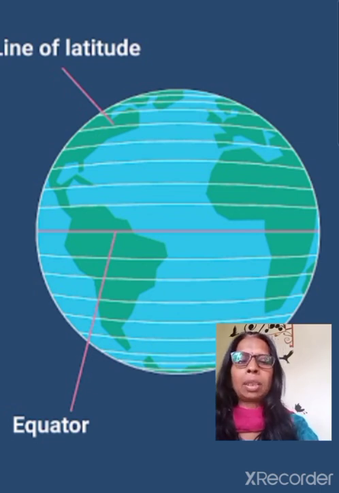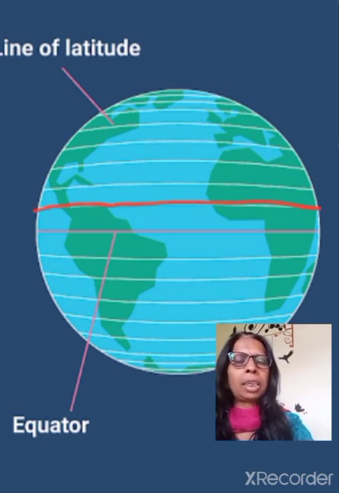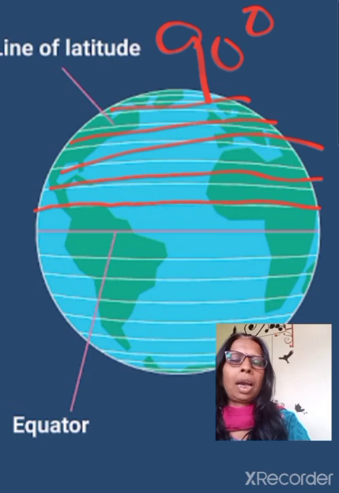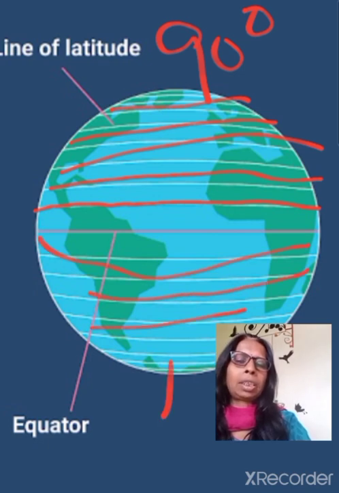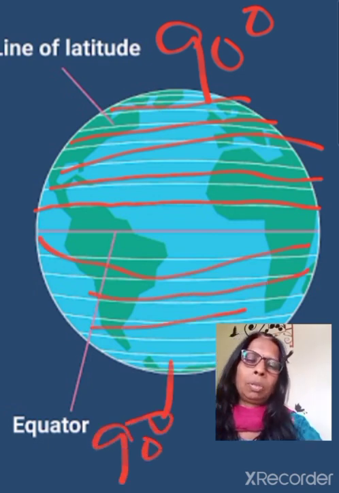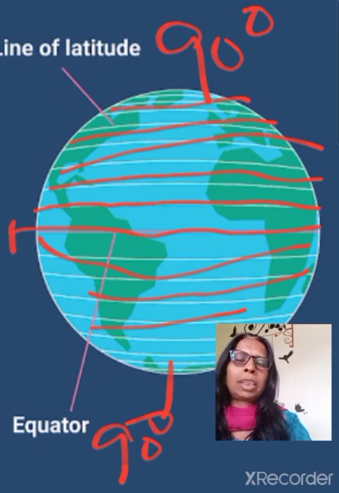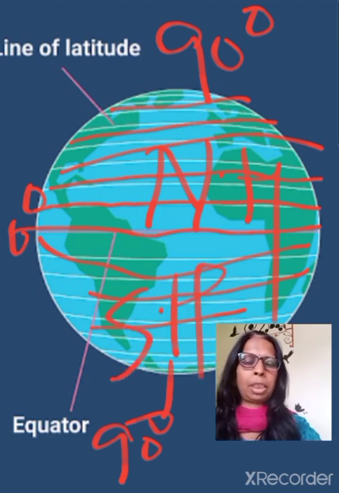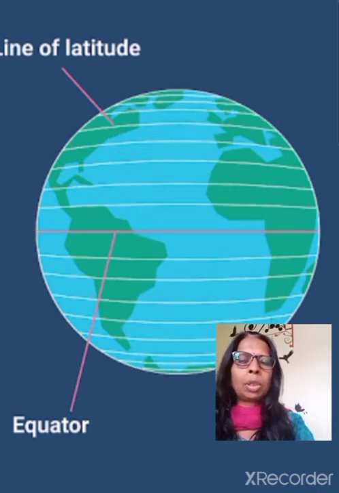So what are latitudes? The lines which run parallel to the equator are latitudes. How many degrees of latitudes? You have 90 degrees at the north and 90 degrees at the south. So what is this equator? The equator divides the earth into two halves, the northern hemisphere and the southern hemisphere. So this was about the latitudes.